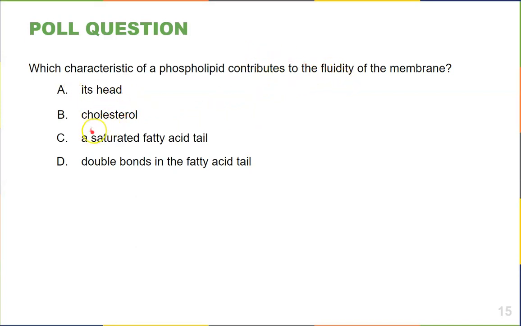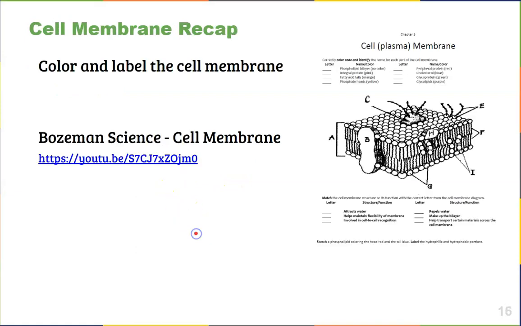So the head, cholesterol is not part of a phospholipid. A saturated fatty acid tail is not good. That's going to take away from the fluidity. So double bonds, which create an unsaturated fatty acid, will contribute.